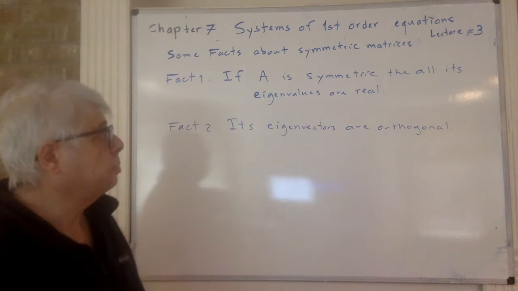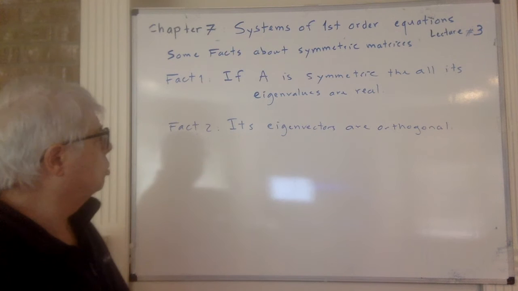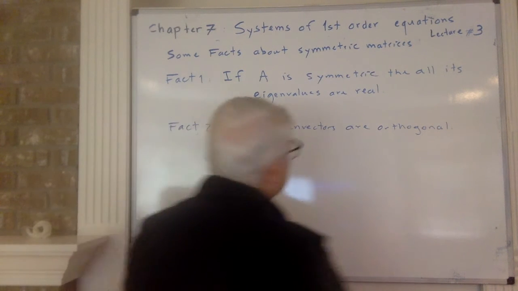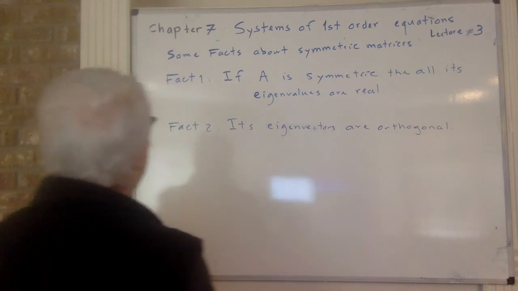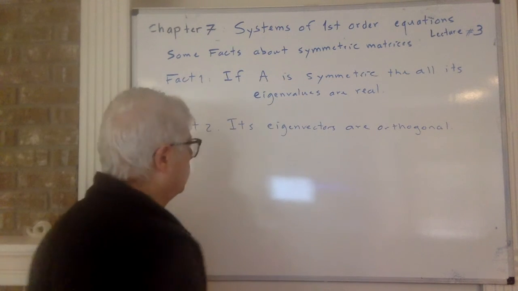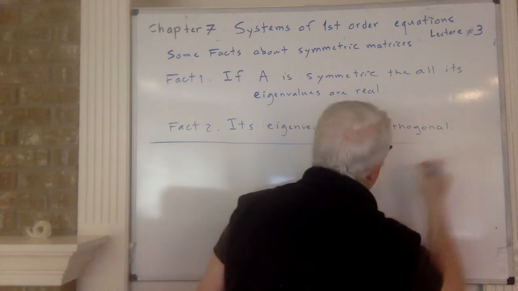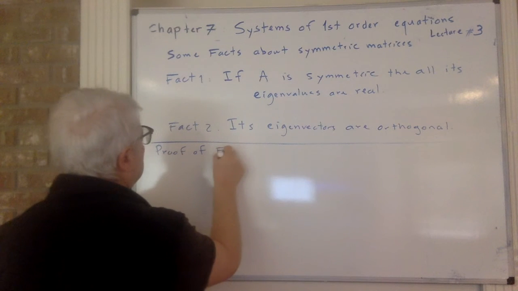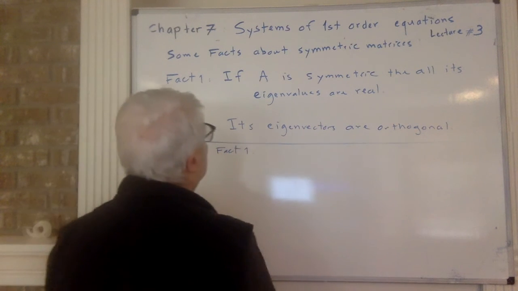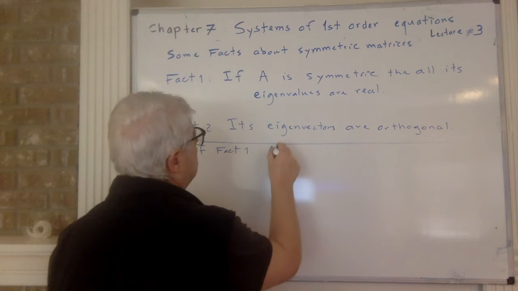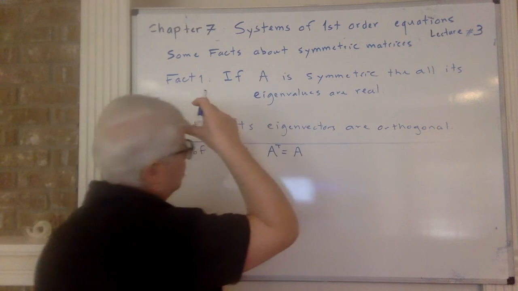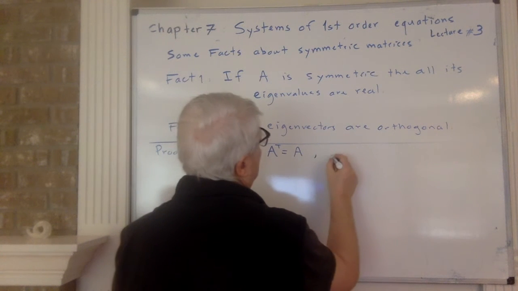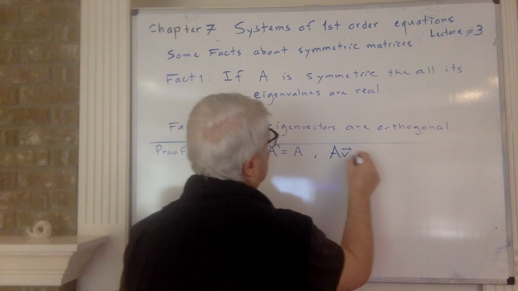Okay, so let's try to prove them. Oh, it's very easy, it's not that hard. Let me start with fact 1. So A symmetric means that A transpose is A. And the eigenvalue problem is something like this.